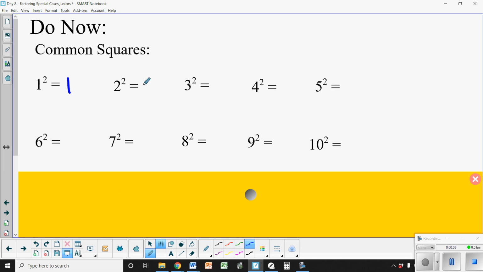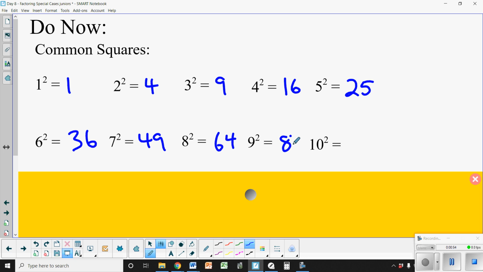All right, welcome back. So we know that 2 times 2 is 4, 3 times 3 is 9, or 3 squared is 9, 4 squared, 16. And the reason why we're doing these perfect squares is that we're going to be looking for these numbers when we're trying to factor, and these are going to be some special cases that are going to help us out. So if we just go through the list here, 10 times 10 is 100.